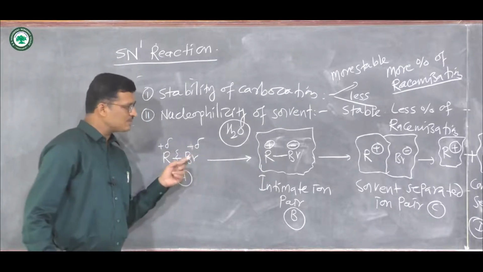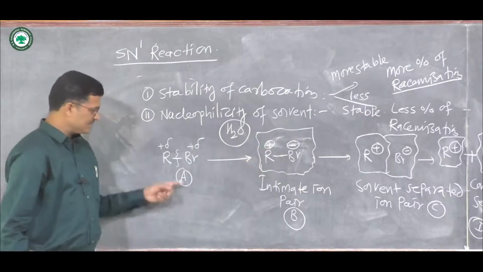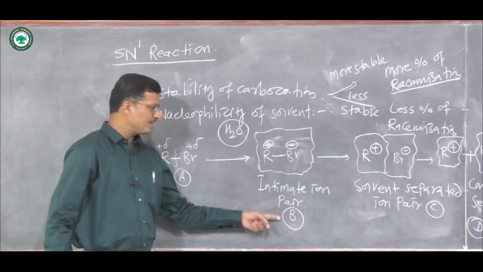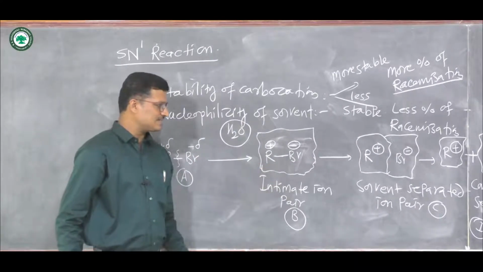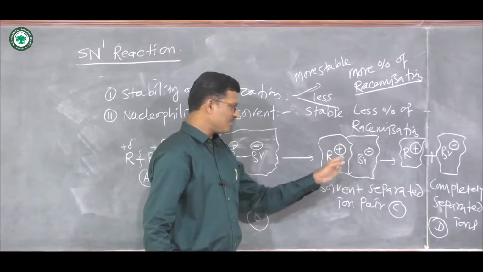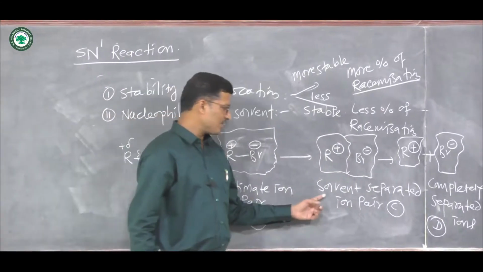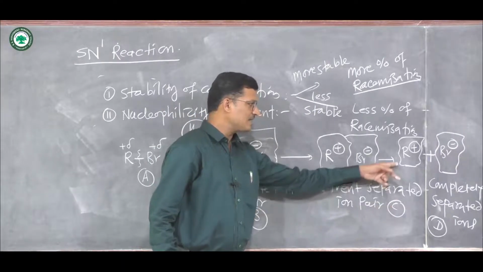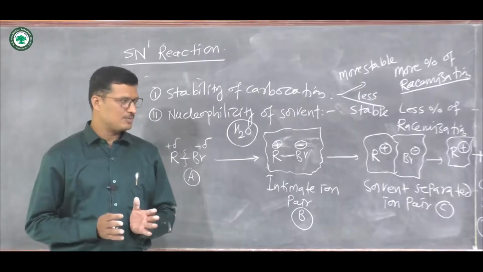How does the solvation process take place? Suppose we use water, and in this way the solvation process takes place. In situation A, this is your substrate, then there is formation of an intimate ion pair, B, in which the solvent surrounds R plus and Br minus. Then between these two charges, R plus and Br minus, a water molecule, the solvent, is inserted, and this is called the solvent separated ion pair. That is the third situation, C. And in the last case, both ions, the carbocation and the leaving group, are separated by the solvent molecules.